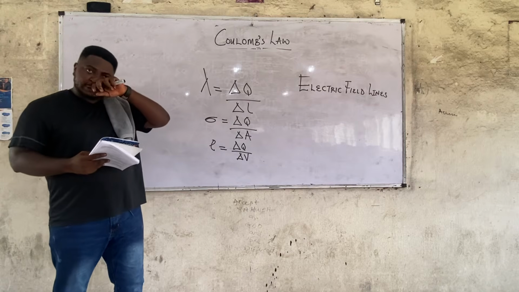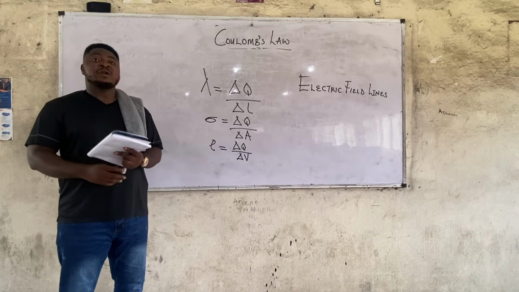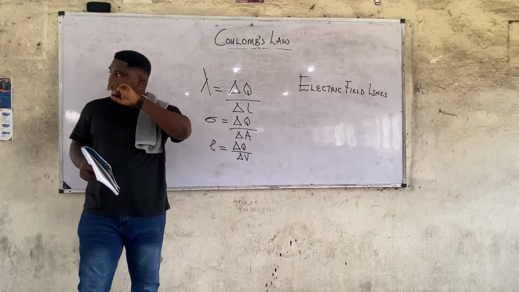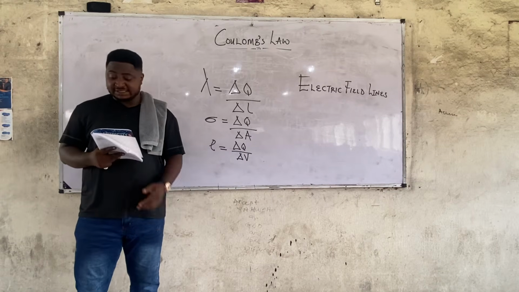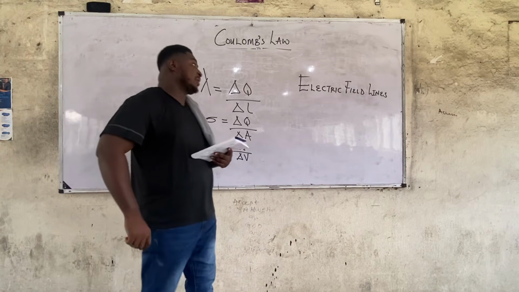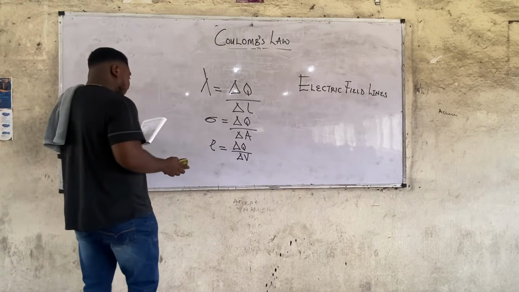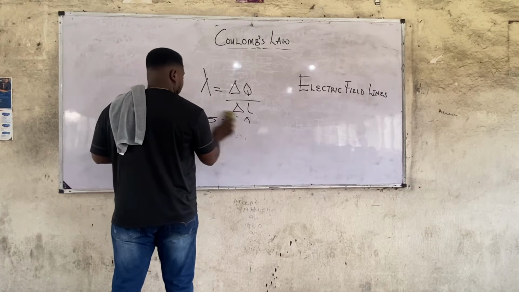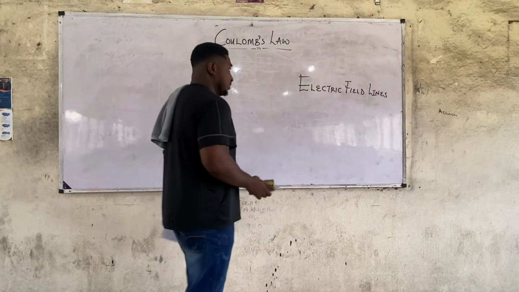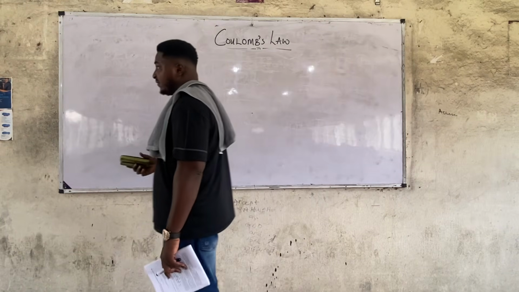Calculate the value of two equal charges if they repel each other with a force of 0.1 Newton when situated 50 centimeters apart in vacuum.